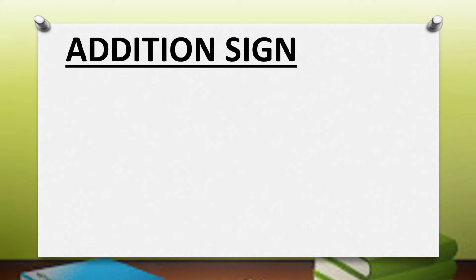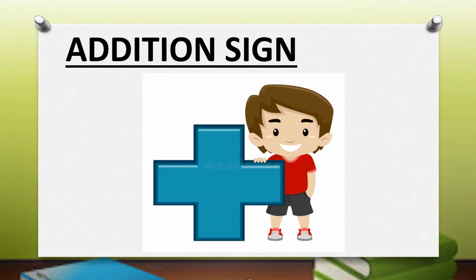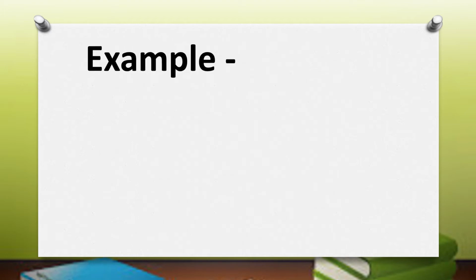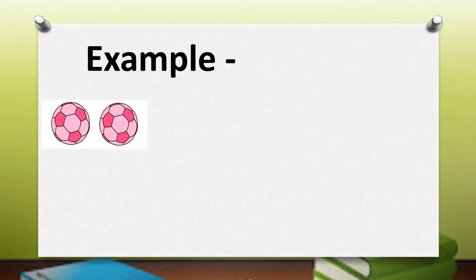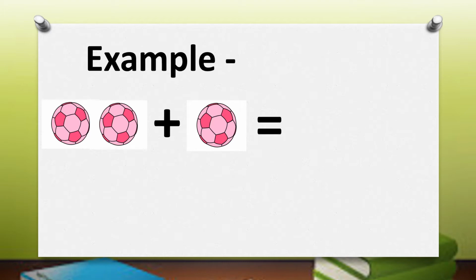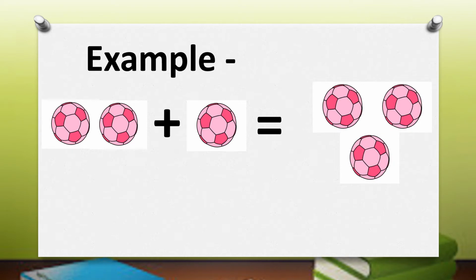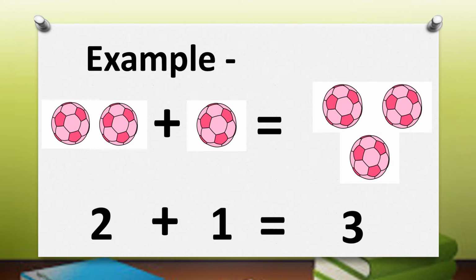The symbol for addition is the plus sign. So children, let's have a look at a few examples using this sign. In this example, there are 2 balls plus 1 ball. Now let's add all the balls together. 1, 2, 3. So there are 3 balls in all. So 2 plus 1 is equal to 3.